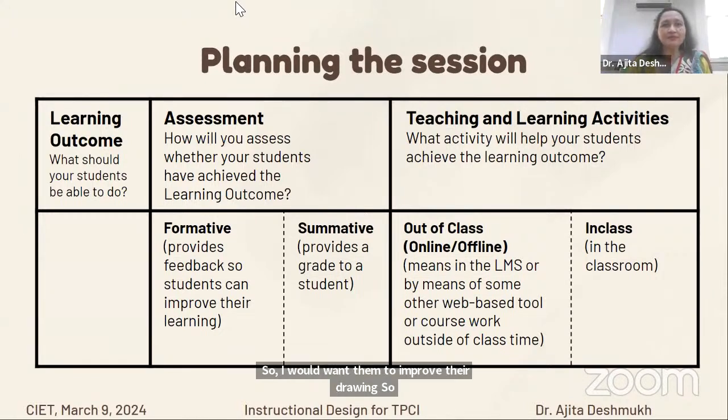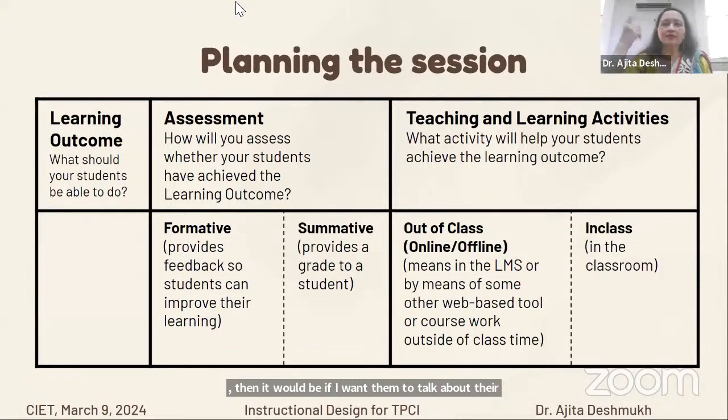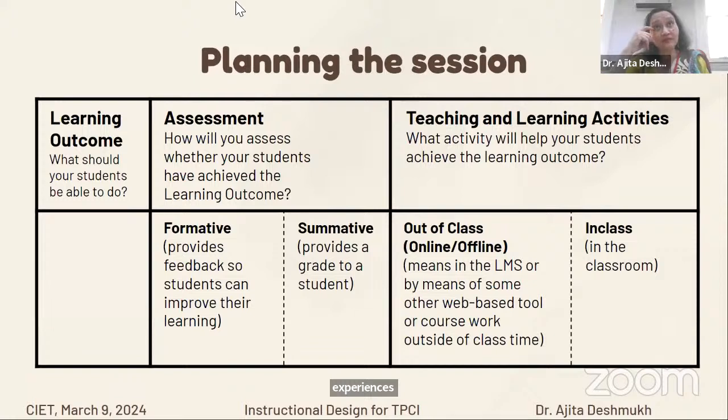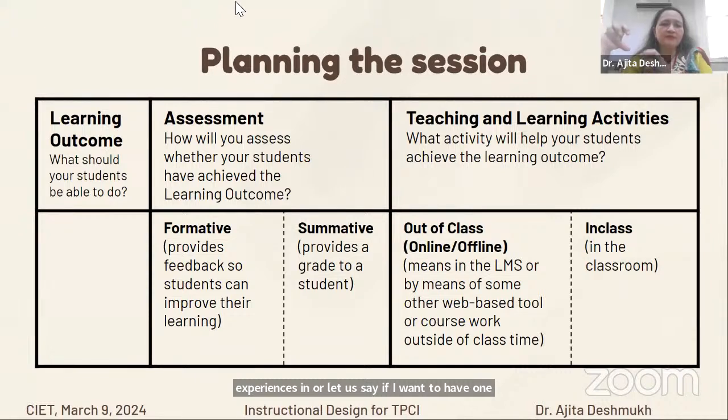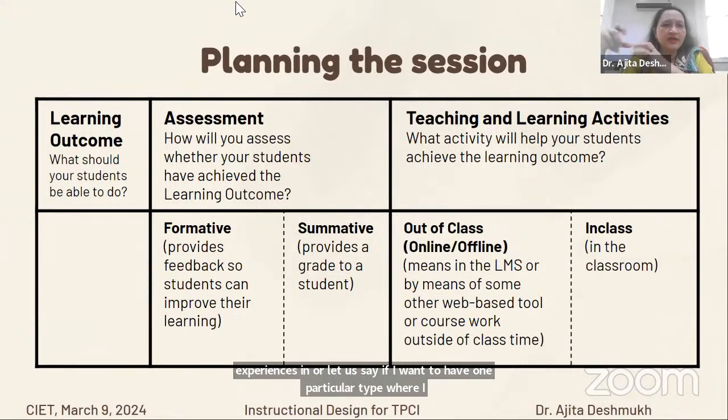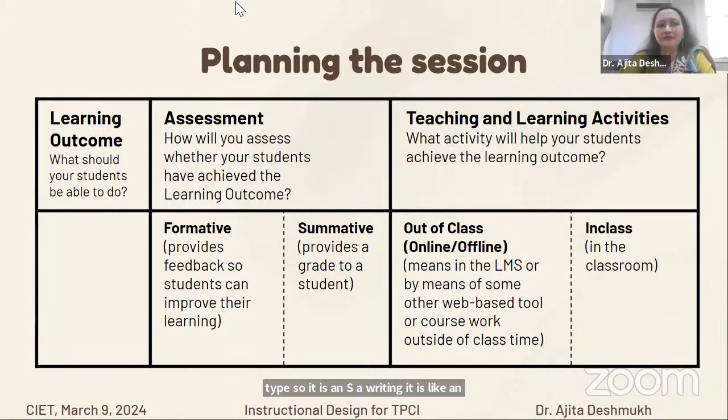If I want them to talk about their experiences, or let us say, if I want to have one particular type where I want to also include the students who have a flair for writing, and then I ask them that, what would you do if you were, let us say, Marie Curie? So it's an essay writing. It's like an autobiography of a scientist, but I don't write it as an autobiography. I'm asking, what would you do? And I just want a short paragraph, something like that. So maybe I want their expression, I keep it as formative.